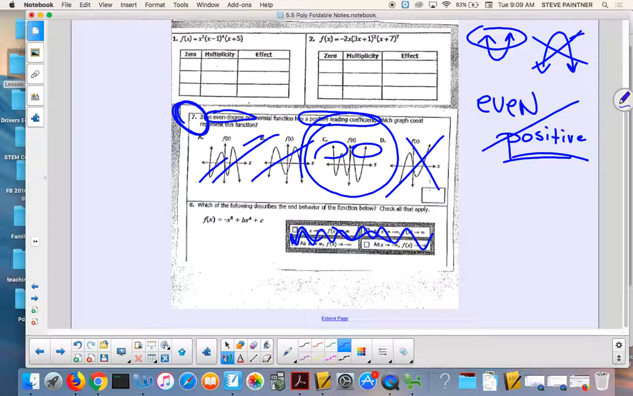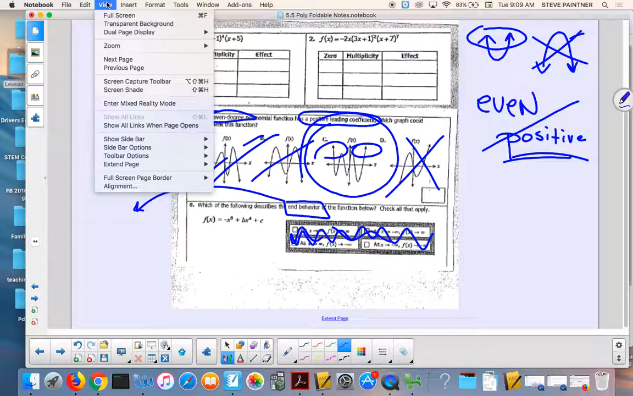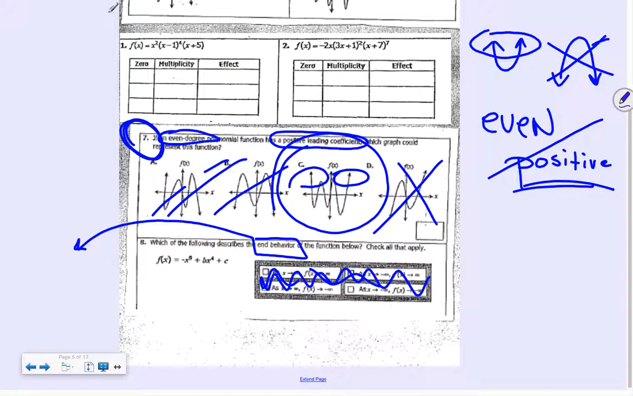All they want you to do is which of the following, right here, describe the end behavior of the function. All I want you to do is give me the end behavior of this function. All you have to say is the word up, up, up, down, whatever. Or you can draw me a picture. An arrow going up, an arrow going down. It's hard to read that up here, so I think I'm going to go to full screen. Okay, are you able to see it?